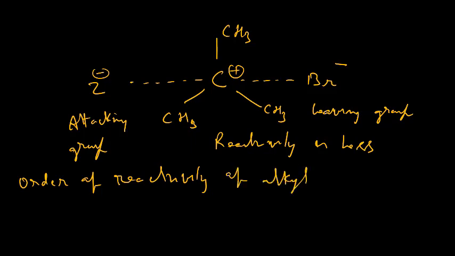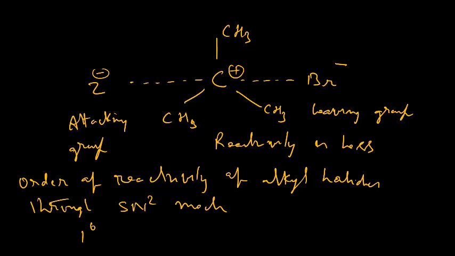Therefore, the order of reactivity of alkyl halides through the SN2 mechanism is as follows. Primary alkyl halide is faster than secondary, is faster than tertiary. So this is the order of reactivity of alkyl halides through the SN2 mechanism. Now let us see an example.